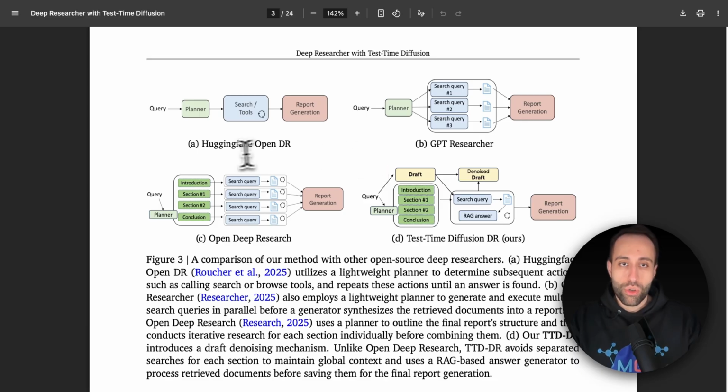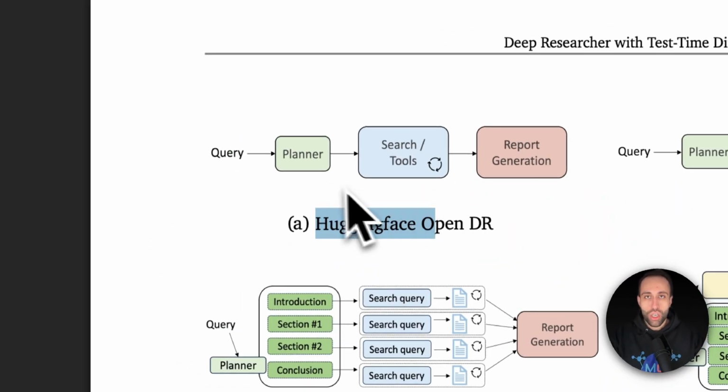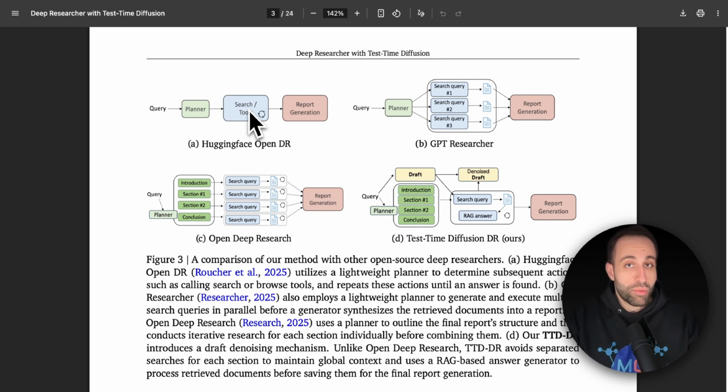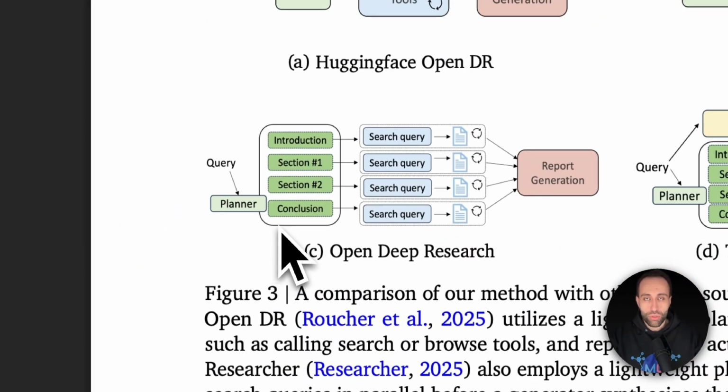To give you an idea, here are a couple of well-known deep researchers. Some of them are actually open source, for example, Hugging Face Open Deep Research. They just ask you, what is your query that you want to do deep research on, and they call some web search tools and give you the report. Or Open Deep Research or GPT Researcher, they just ask you what is the topic that you're looking for.